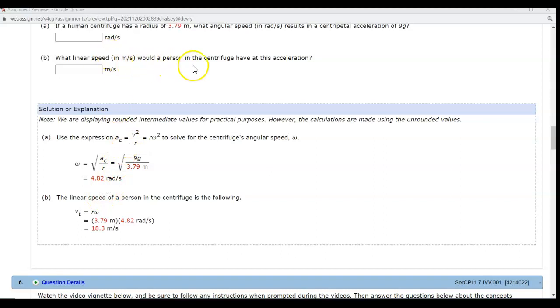What linear speed would a person in the centrifuge have at this acceleration? Okay, so to find the velocity, we take the radius times the angular speed, and we have the 3.79 times the 4.82 radians per second, and they would be going 18.3 meters per second.